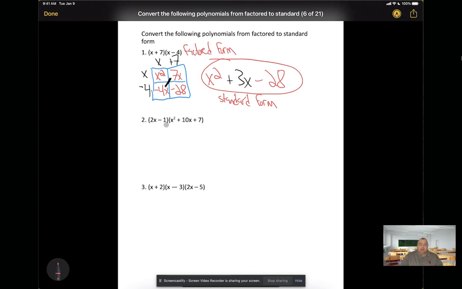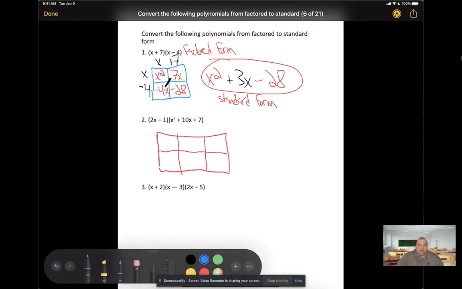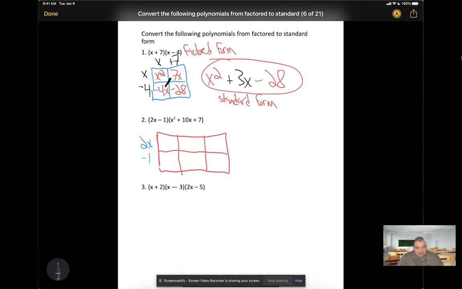Number 2, notice I have a binomial. I have one with 2 terms, and I have a factor with 3 terms. So I have a binomial and a trinomial. So I'm going to create, instead of a 2 by 2 box, a 2 by 3 box. So 2 rows by 3 columns. So by doing that, I can put the 2x minus 1 over here, and I can put the x squared plus 10x plus 7 over here.